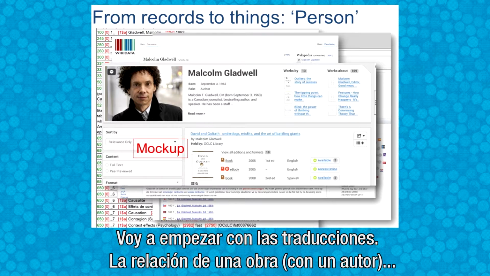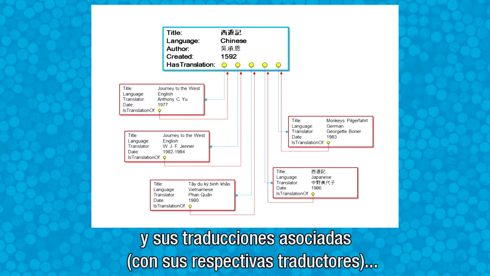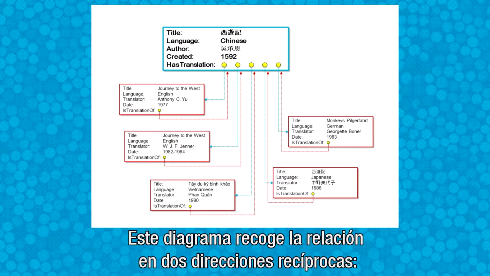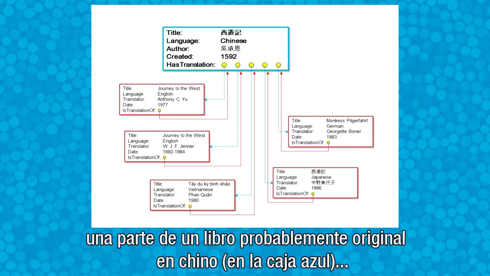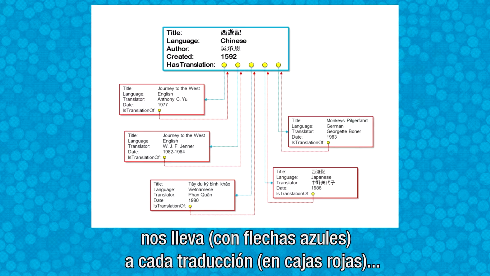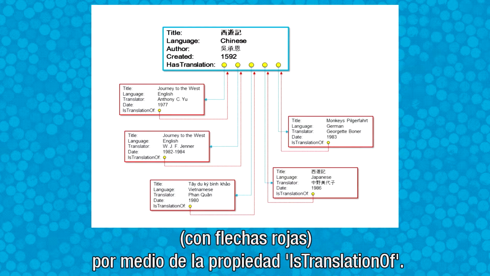All right. So I'm going to start with translations. The relationship of a work with an author and its associated translations with their respective translators is relatively straightforward. This diagram captures the relationship in two reciprocal links, one from the original Chinese book in the blue box through its property has translation, pointing with blue arrows to each translation in the red boxes, and one from each translation back to the original Chinese work with the red arrows through the property is translation of.